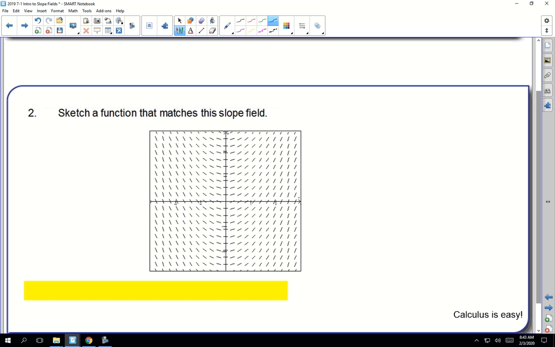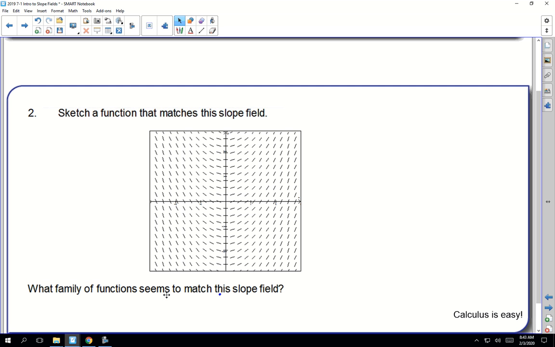Sketch a function that matches this slope field. So it should be on that packet. We're flipping through the packet here, with your notes all in there. Just pick one. You might pick a different one than I do.